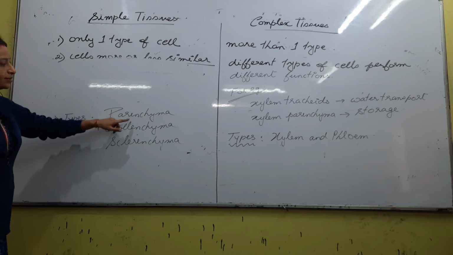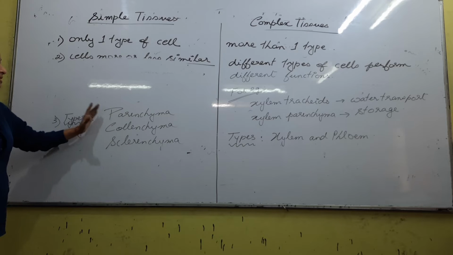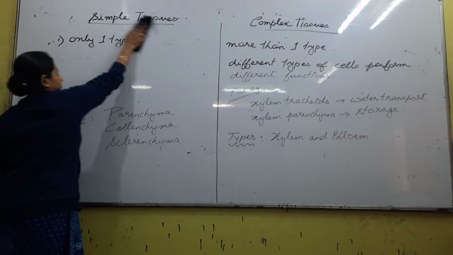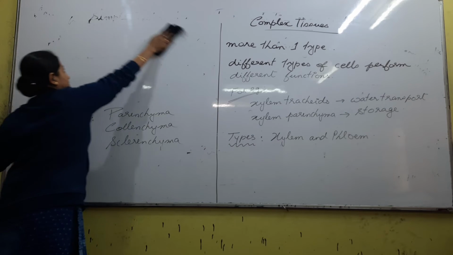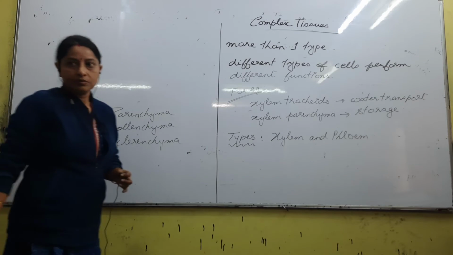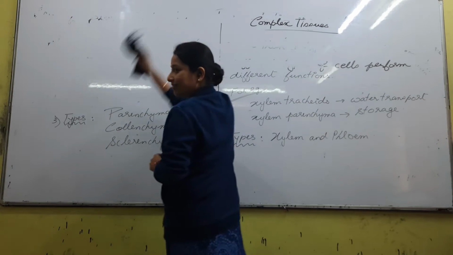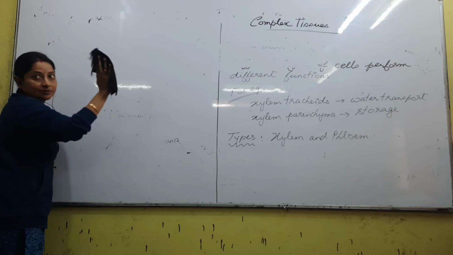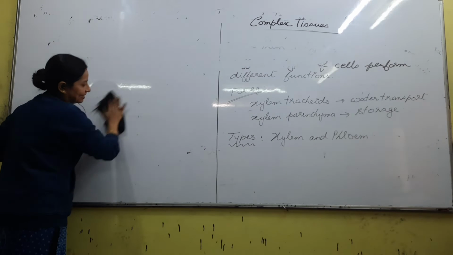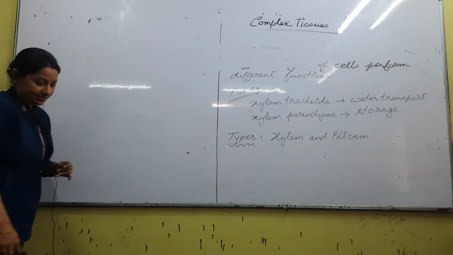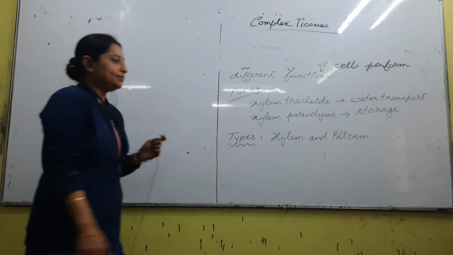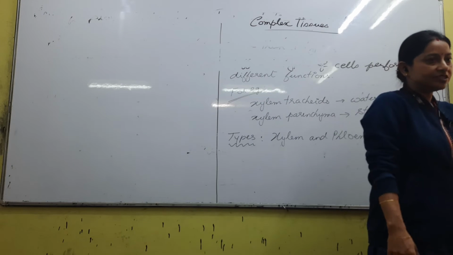Next, we will be talking about the different types of simple tissues. So, parenchyma, collenchyma, sclerenchyma. Make one more chart. Divide it into three parts: parenchyma, collenchyma and sclerenchyma. Just divide into 3 columns.